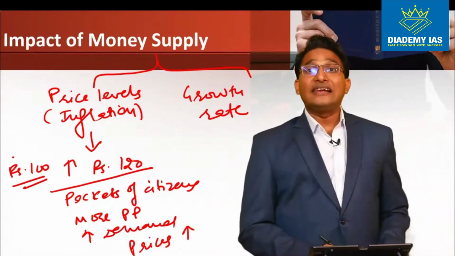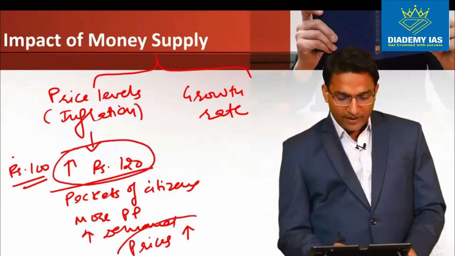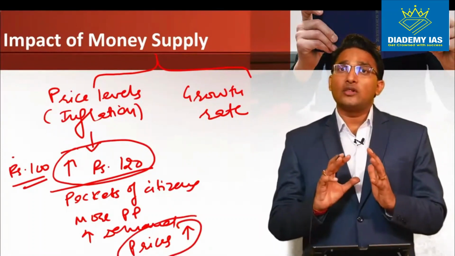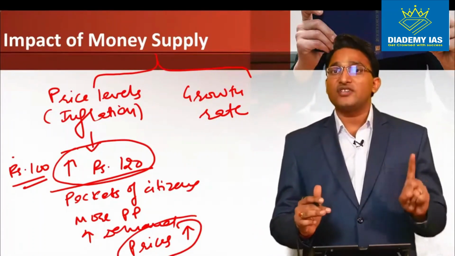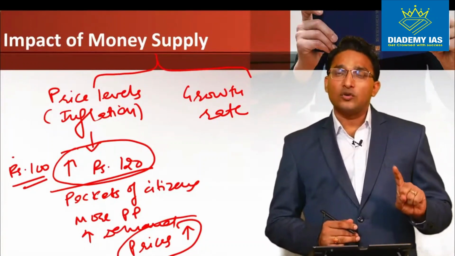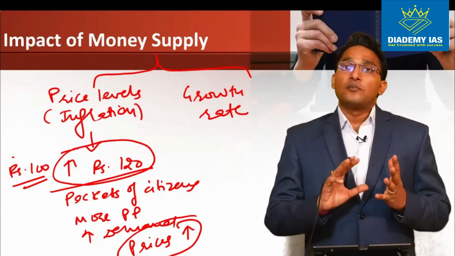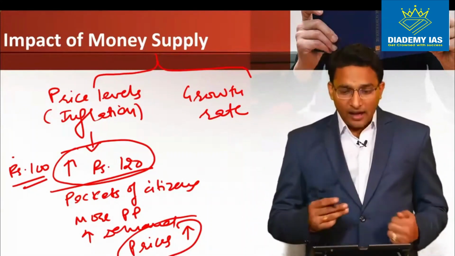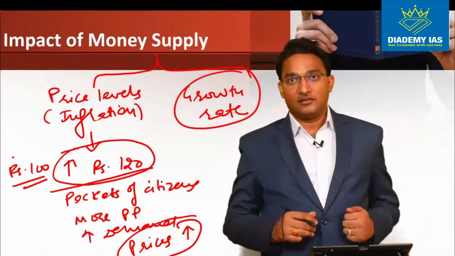So we can clearly see that the more the money supply, the more the prices. So if we want to control the prices, then we have to control the money supply. This is the first impact of the money supply. This impact is also equally valid vice versa. That means when money supply is less, the prices will also be less. Now let us see the second one, that is the growth rate. What is the impact upon the growth rate?